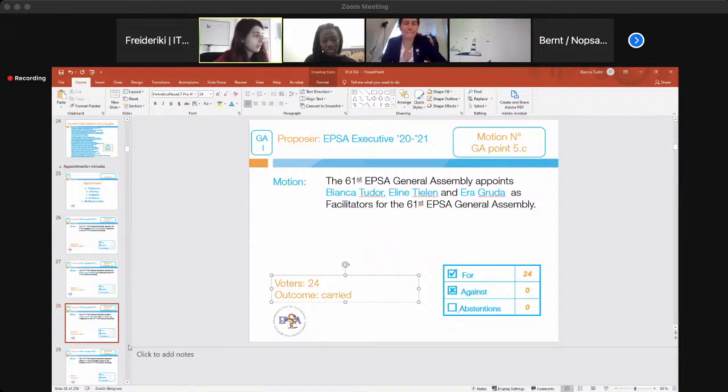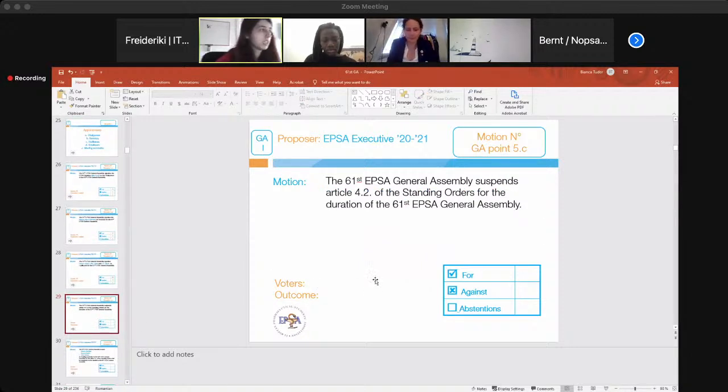Thank you. We will now move on to the next point on the agenda, that is appointing scrutineers. With this, because we will not have scrutineers, the motion is the 61st EPSA General Assembly suspends Article 4.2 of the standing orders for the duration of the 61st EPSA General Assembly. I open the floor for discussion.